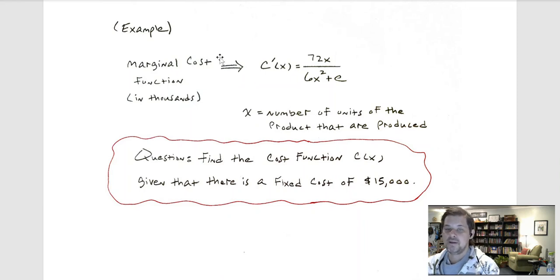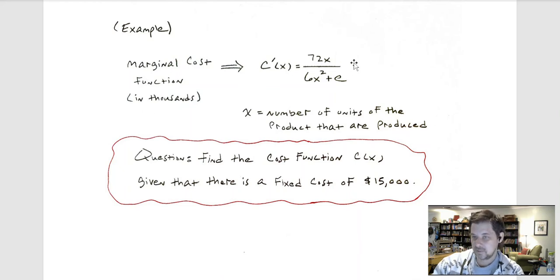Let's say that we have the marginal cost function for some product. Here's our marginal cost function, and it gives the marginal cost in thousands. So if this told me 6, that would mean 6,000. The x in this marginal cost function is the number of units of the product that are produced. So we have the marginal cost in thousands and the number of units produced. Question: could you find the cost function given that there is a fixed cost of $15,000?